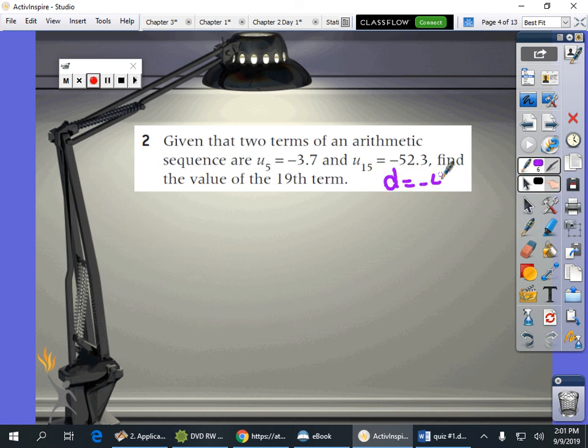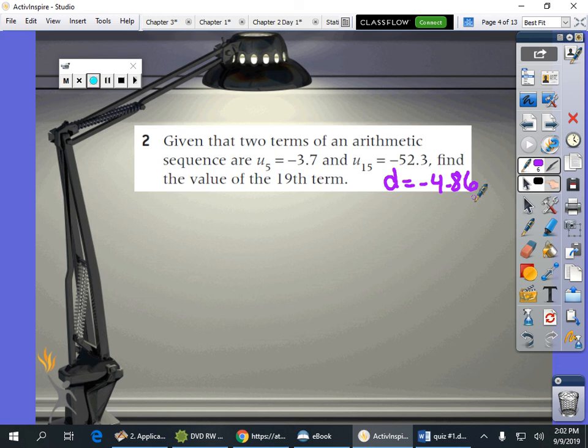D equals negative 4.86. This is a 3-parter. I'm sorry. Tell me what I can do, because I still have to find the first term before I can find the 19th term. All right, talk to me. What can I do? I'm not doing all the thinking.